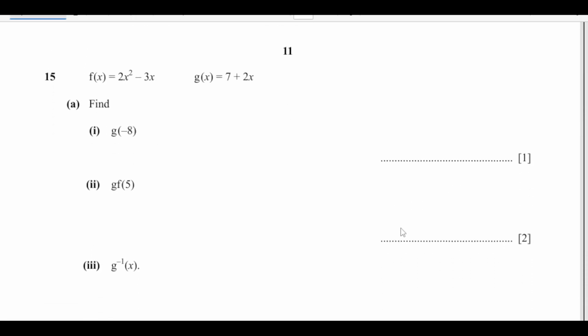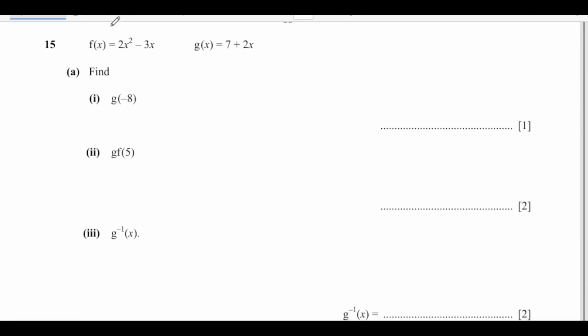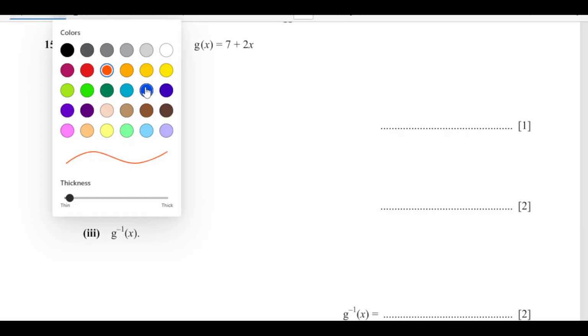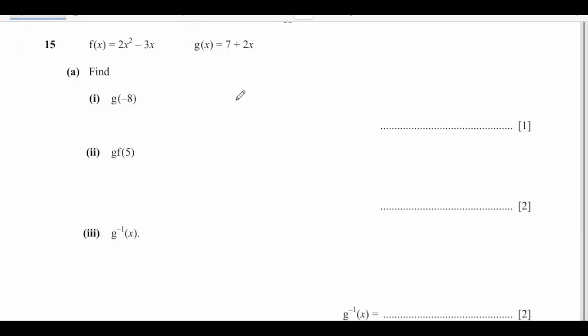Done. So now next question, we have the question from functions here. We are given f(x) and g(x). Find g of -8. So we are just going to replace x by -8. So this is going to be 7 plus 2 into -8. So this is 7 minus 16. So it is -9. So -9 is the answer.